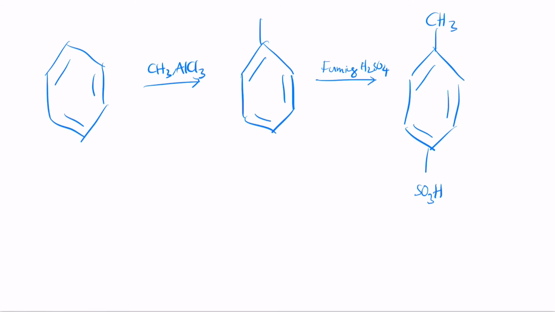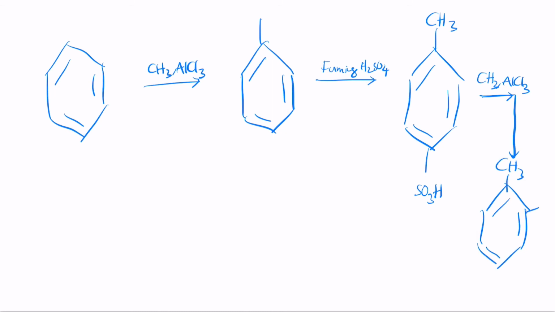Now once you block the para position, because CH3 is a weak activator, so what will it do now? In the next reaction we want to put another CH3 group on the structure itself. So how would you put another CH3 group? CH3Cl, AlCl3. So that forces the structure to create a structure on the ortho position and SO3H.